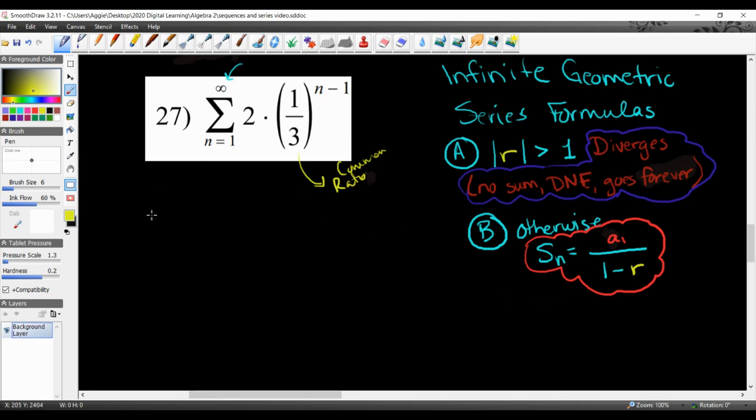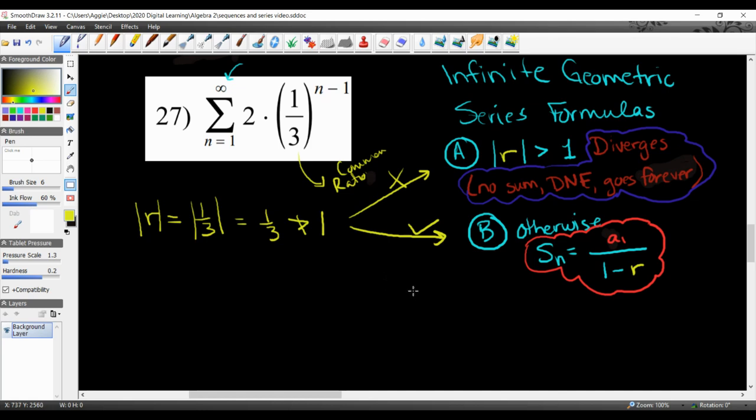So the first thing we need to do is look at our R. R in this case is 1/3. If I take the absolute value of 1/3, it's still positive 1/3, and 1/3 is not greater than 1. So that means it's not going to be option A, it's going to be option B. Option B tells us that we need to find a sub 1. A sub 1, remember, is just the first term. So there it is, a sub 1, and we already have r. R is 1/3. So I'm just going to plug everything in.